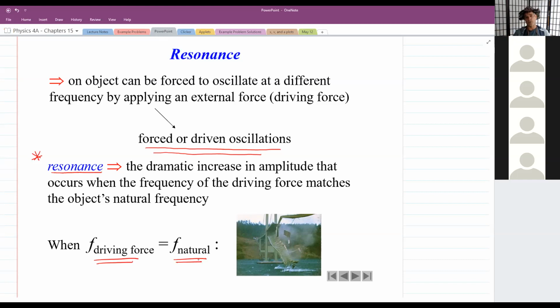That's why tuning forks work. Every time you hit them, they oscillate back and forth at that exact same frequency. That's their natural frequency. Well, if I exert a force on it at that exact same frequency, I can cause the amplitude of the oscillations to increase dramatically. So let me share with you some videos.